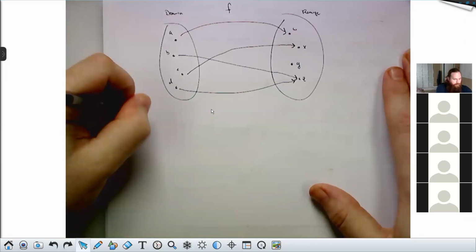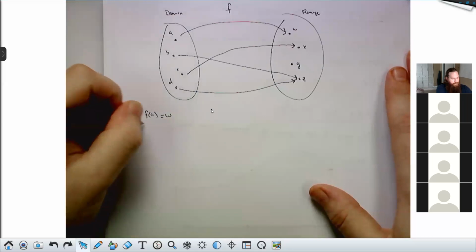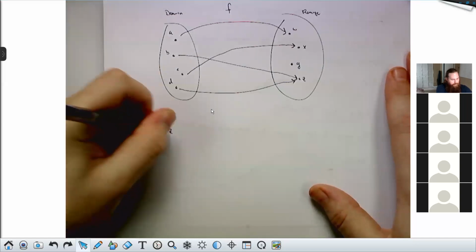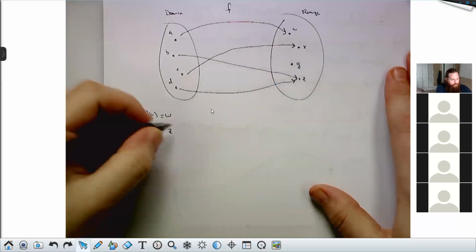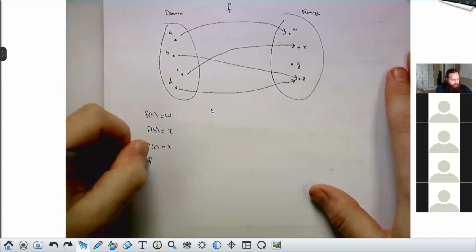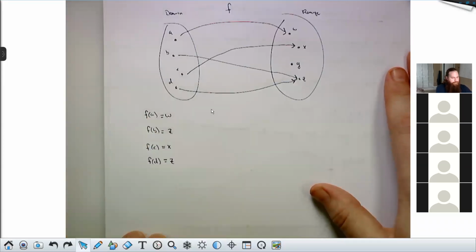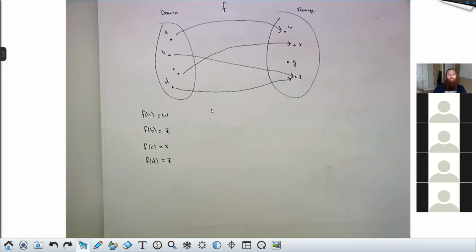So according to this, f of A is W. f of B is Z. f of C is X. And f of D is also Z. And Y never got hit. Is this function one-to-one?